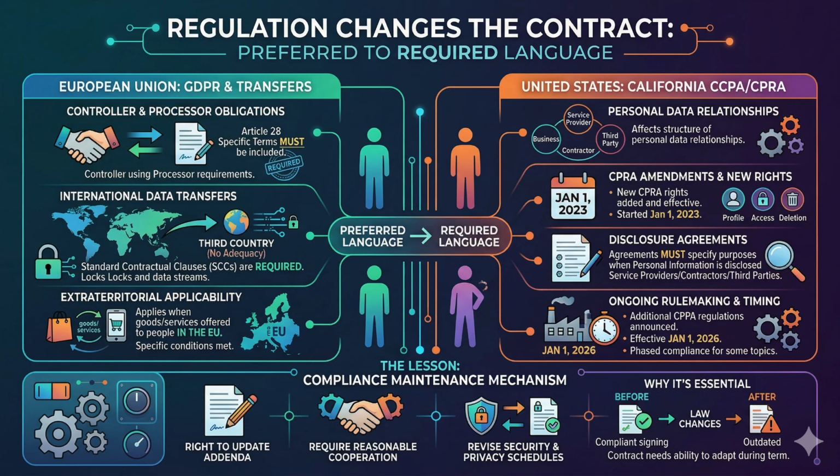for some topics. The lesson is that contracts need a compliance maintenance mechanism: the right to update addenda, require reasonable cooperation, and revise security or privacy schedules when the law changes. Otherwise, a contract that was compliant at signing can become outdated during the term.